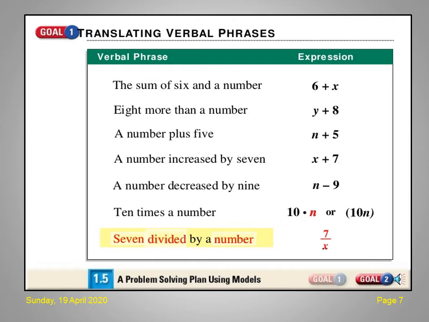7 divided by a number. We can write 7 upon x. Or we can even use the division sign, 7 divided by x.